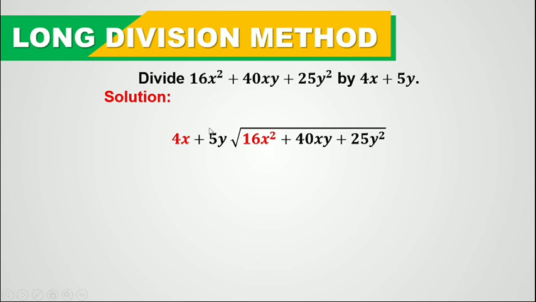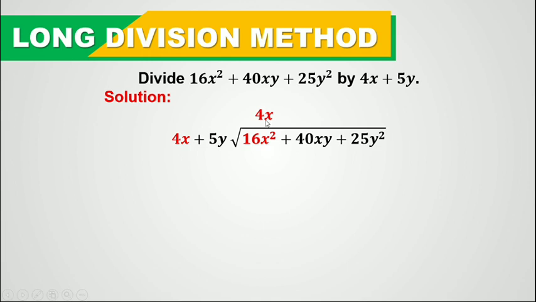And the only thing that you must consider in dividing using this method is just the first term. So consider the first terms first: the first term of the dividend and the first term of the divisor. Let me show you how. 16x squared divided by 4x, the answer is 4x.